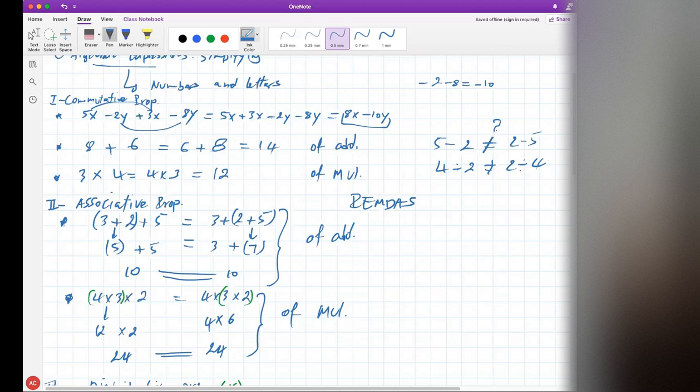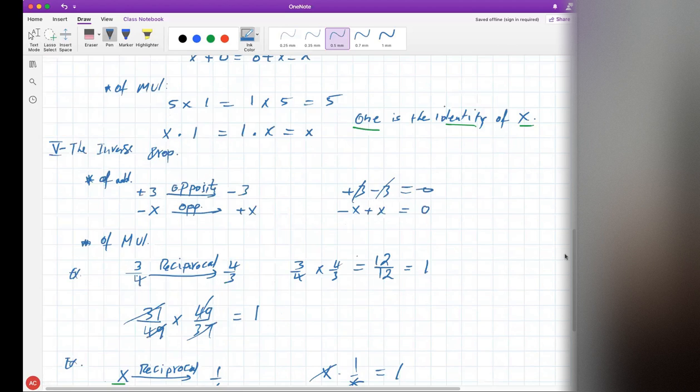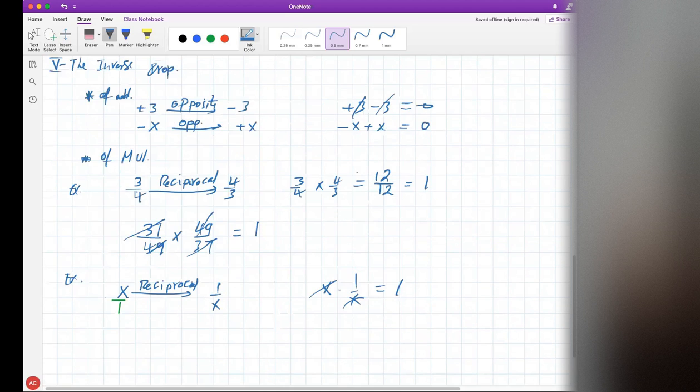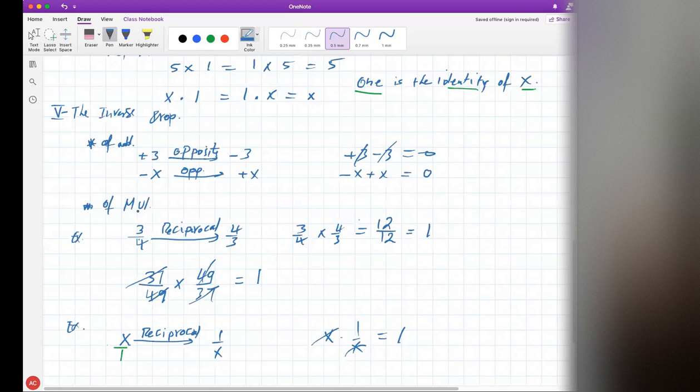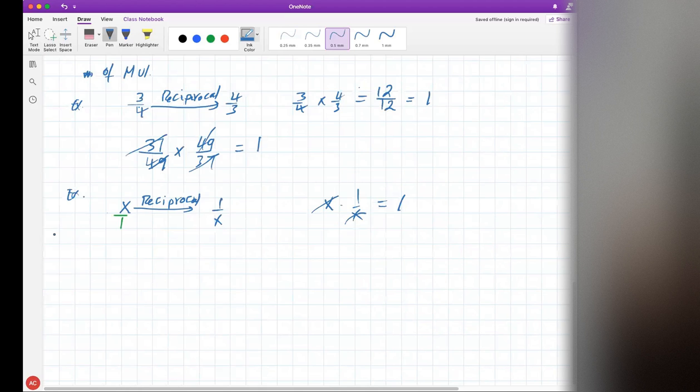What else? One more. The last one here, we're going to call this number 6, is called the absolute value. Another important property, absolute value.